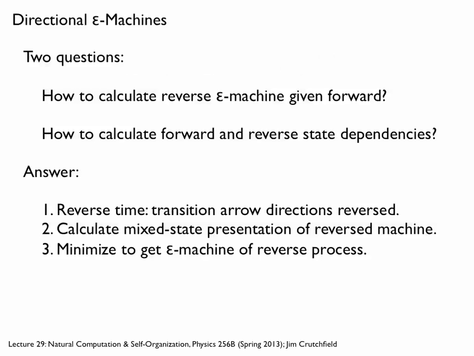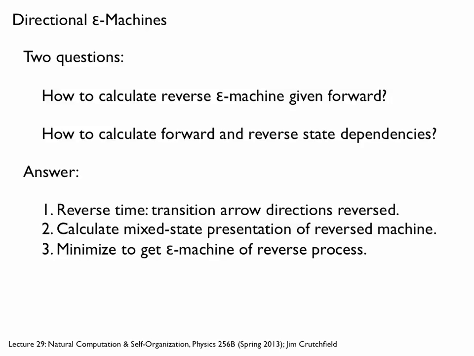Okay, so there's sort of two questions in all of this. How do we calculate a reverse machine if I give you the forward machine? I mean, I can give you a machine that generates the forward process. Presumably you can reconstruct by looking at the process itself and get the reverse machine. But is there a direct way of doing this? Also, it will turn out that we would like to relate the forward state process with the reverse state process. That's going to be key to calculating a number of quantities, including the excess entropy in closed form.